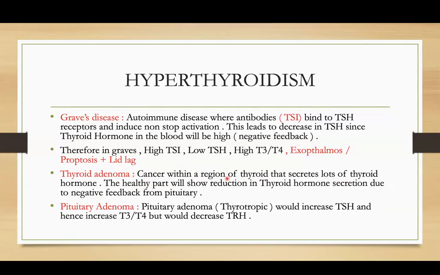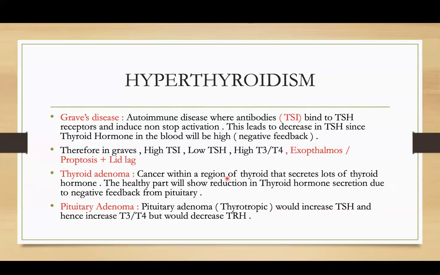We may also have pituitary adenoma, which could lead to hyperthyroidism. You already studied about this, right, in the pituitary gland lecture. And basically, this is a thyrotropic adenoma. It affects the cells that release TSH. So we're going to have an increased release of TSH, which is going to excessively stimulate the thyroid gland to release excess T3 and T4, right?